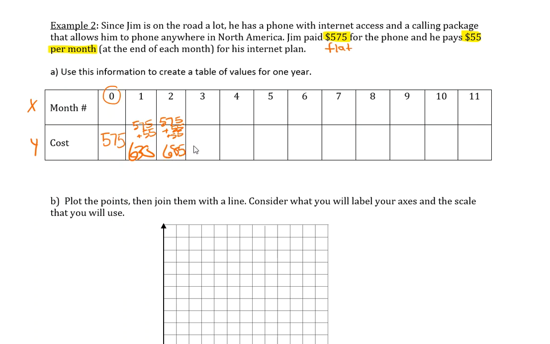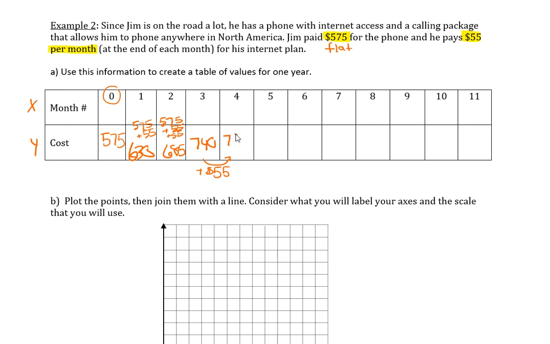The 3rd month he has to pay another $55. That's going to be 740. The 4th month, another 55. So I'm adding 55, adding another 55, and we're at 795.